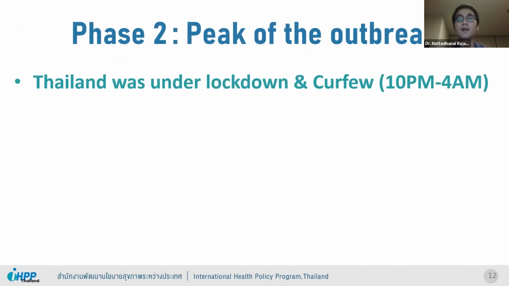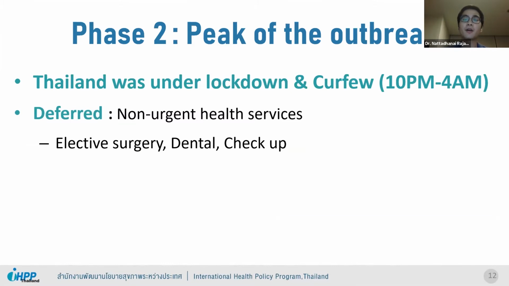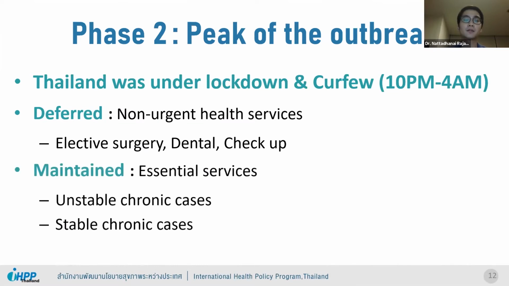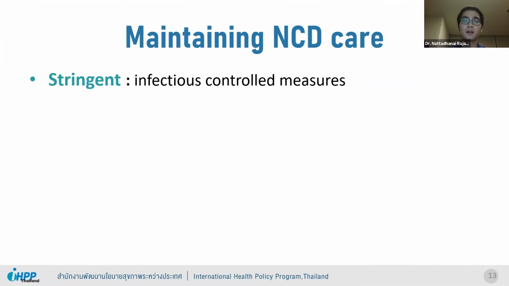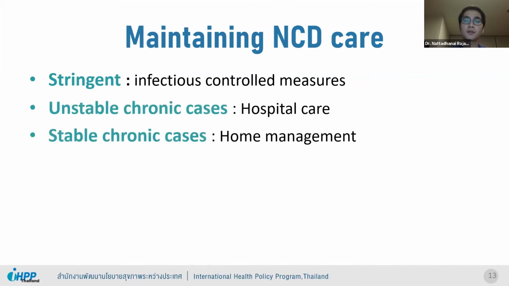Then came phase 2, the peak of the outbreak. Thailand was under lockdown and curfew. Hospitals deferred all non-urgent health services to reduce crowding while still open for essential services. To ensure hospital operation throughout the pandemic, Thailand strengthened its infection control measures, now including strict social distancing in hospital. Hospital care was still provided for unstable chronic cases, but for stable cases, the care was provided at home. This was done to reduce traveling of NCD patients to hospital.